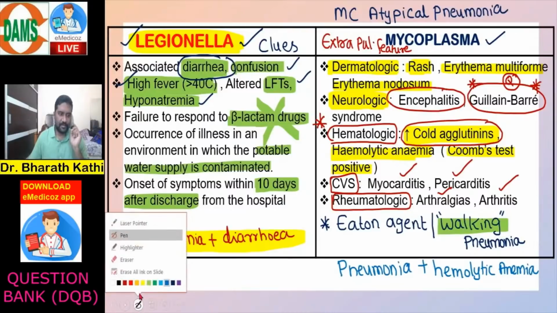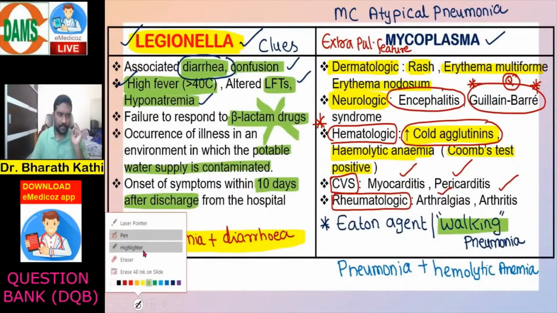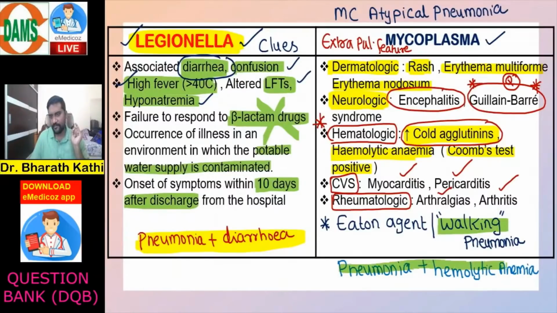In the question, if one identifies pneumonia plus hemolytic anemia, so if you find these two in combination, it can be Mycoplasma. So these are the important features of both Legionella pneumonia and Mycoplasma pneumonia. These two are frequently asked atypical pneumonias for your exam.